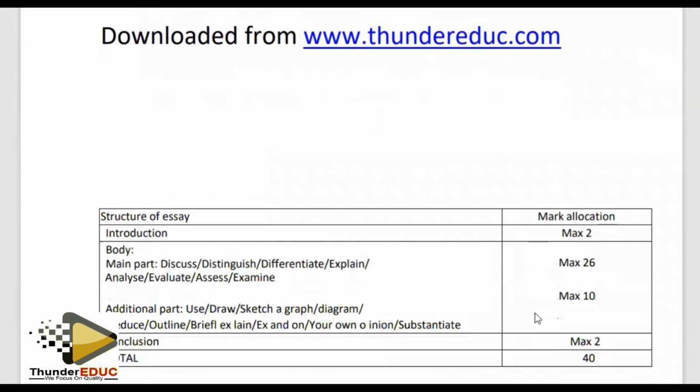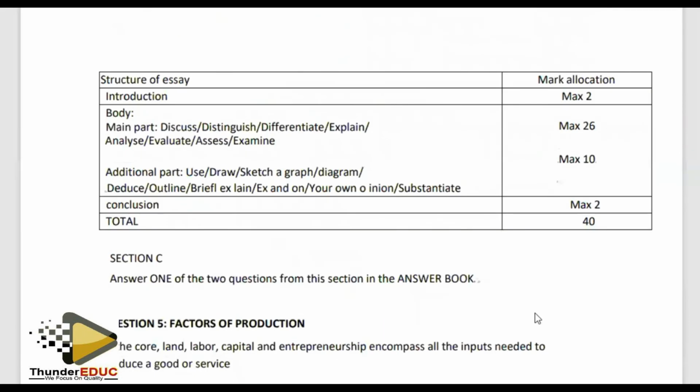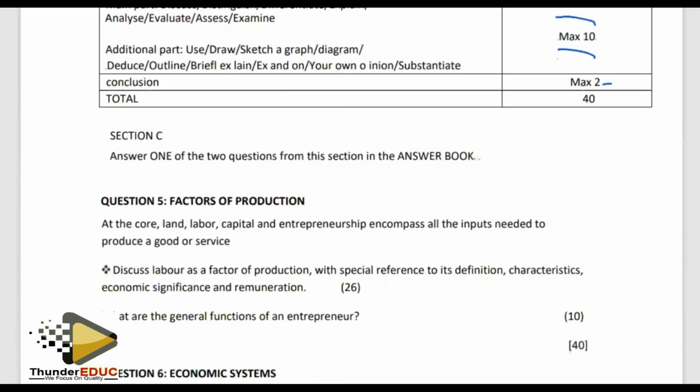And don't forget that Section C is the essay, which is always a problem to some learners. Don't get confused. This essay is out of 40 marks. It has 2 marks for introduction, and the main part takes 26 marks. The 10 marks is for the additional part, and then there's always a conclusion, which takes 2 marks, to make a total of 40 marks. You can see this. So let's continue here briefly.